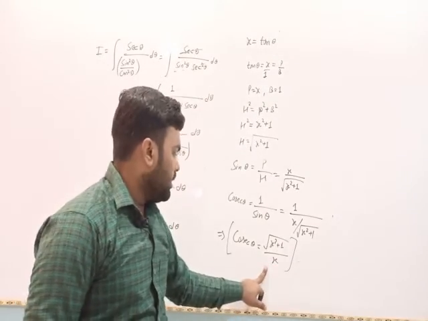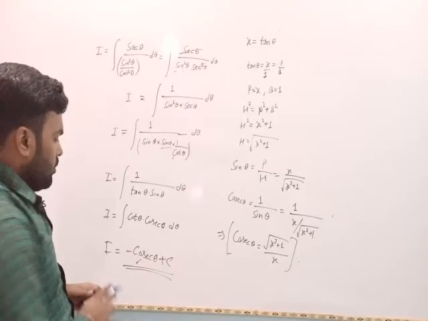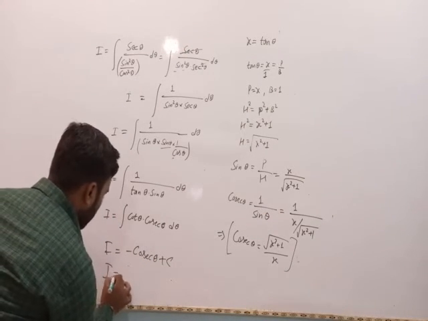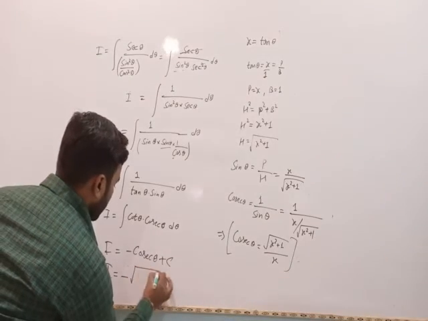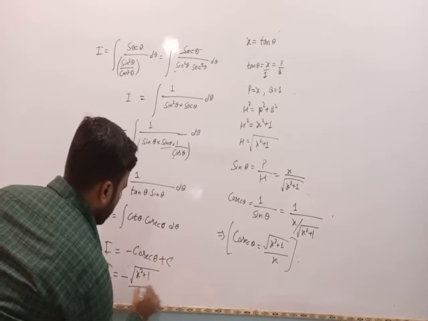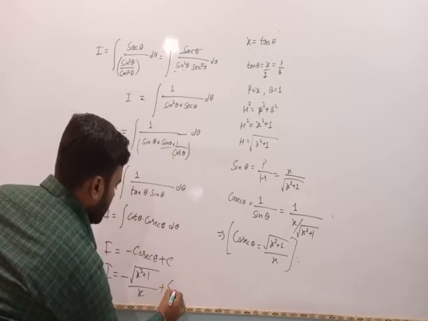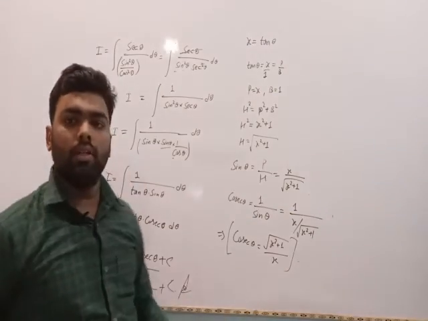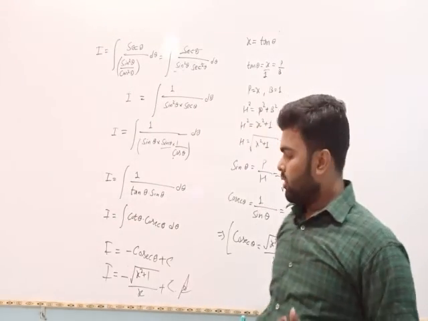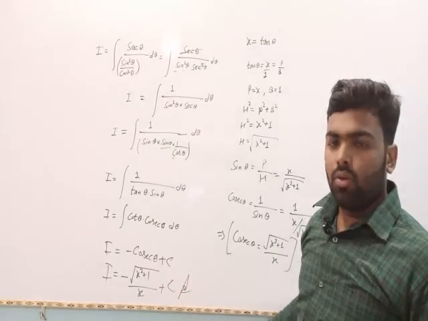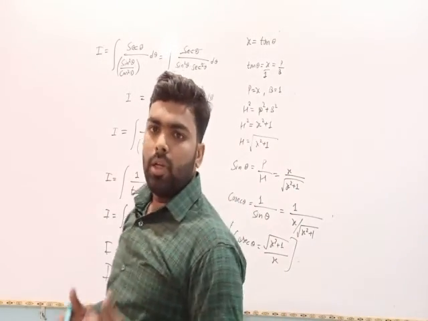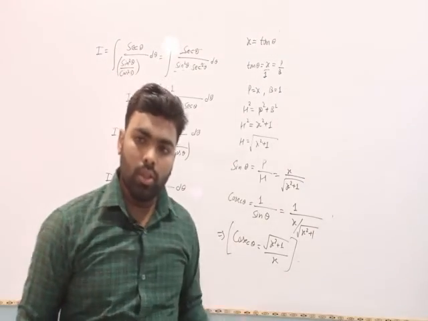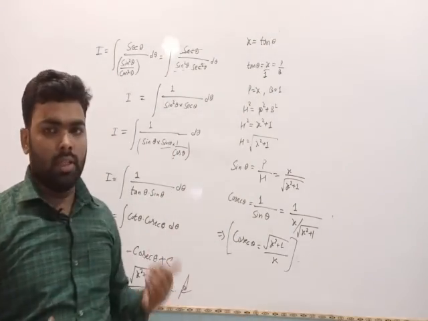So we can write this value here. What will become our answer? Our answer will become I is equal to minus root of x square plus 1 divided by x plus c. So this will be your answer. This was a problem of integration by substitution. This was an example. I hope you got the concept. I hope you got the question. I hope now it is more clear how to substitute different values in different kinds of integrations.